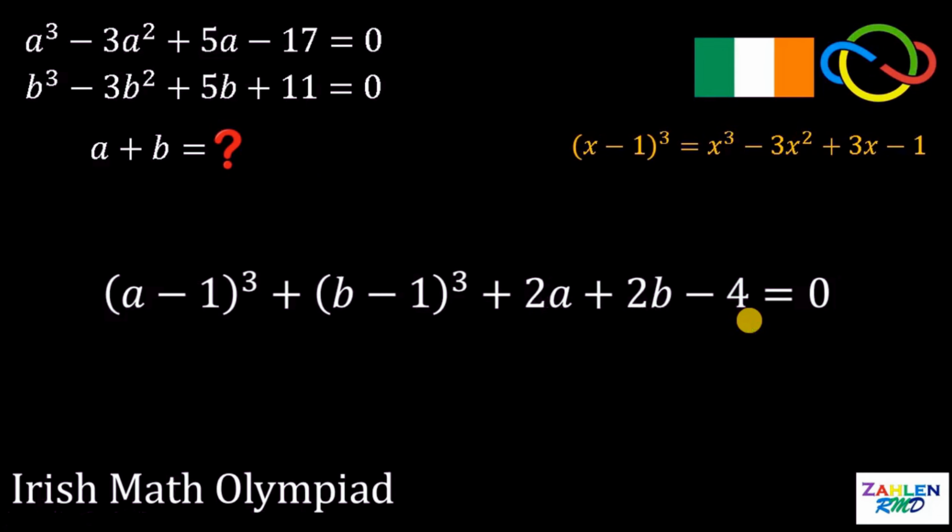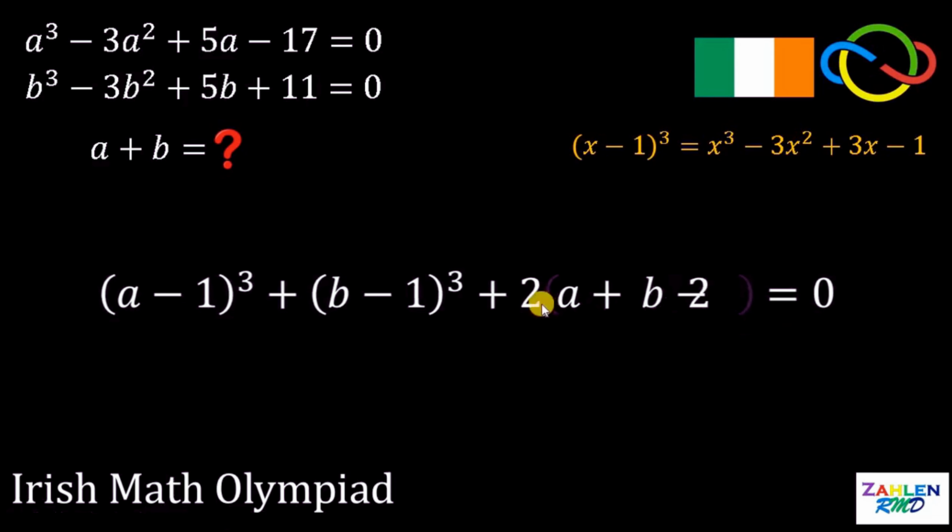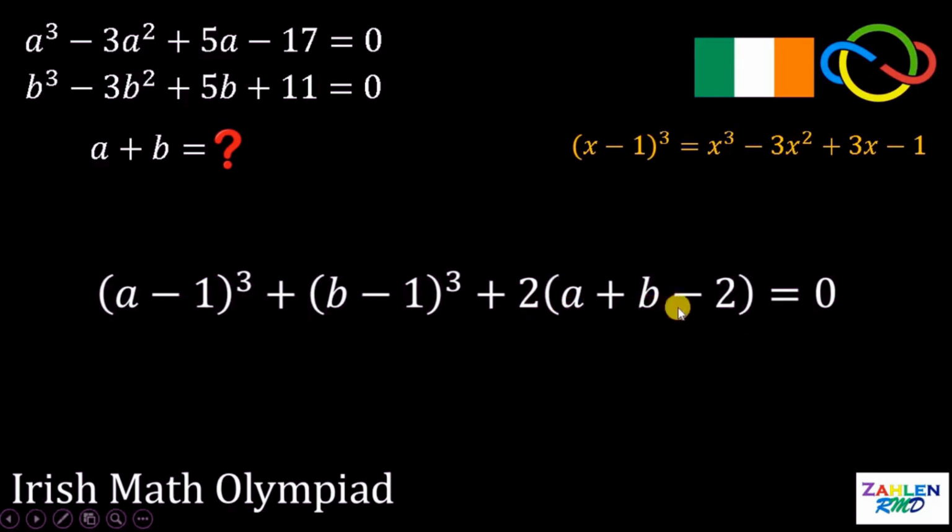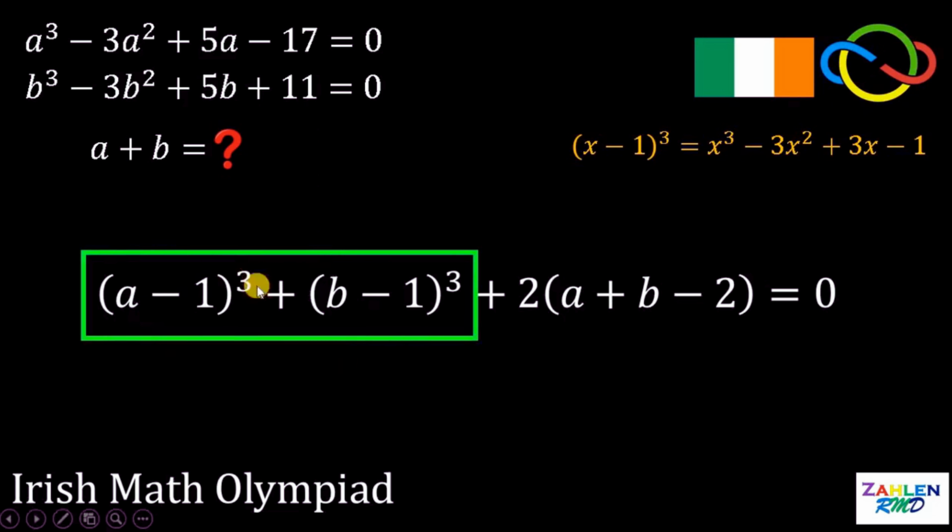Now, I see something beautiful. We're going to factor out 2 on 2a, 2b, and negative 4. If we do that, we get 2 times the quantity a plus b minus 2. Now, let's focus on these two terms, (a minus 1) cubed plus (b minus 1) cubed. Notice that this is the sum of two cubes.